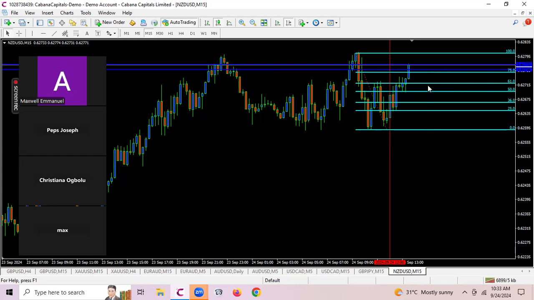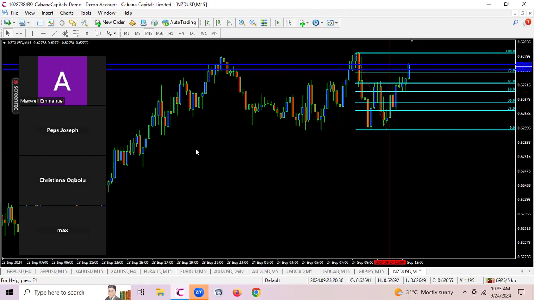That's my take on New Zealand USD. Wait for price to close below this low, this level, before you go bearish on New Zealand USD. My bias for New Zealand USD this week is bearish. My bias for New Zealand USD today is bearish.